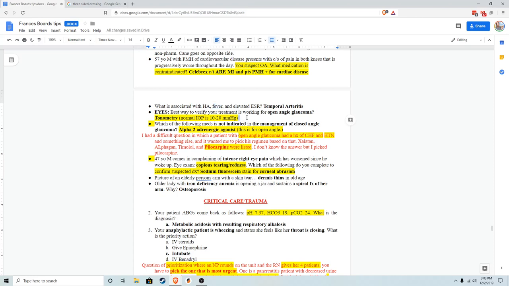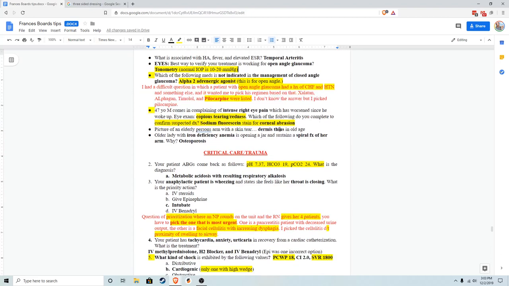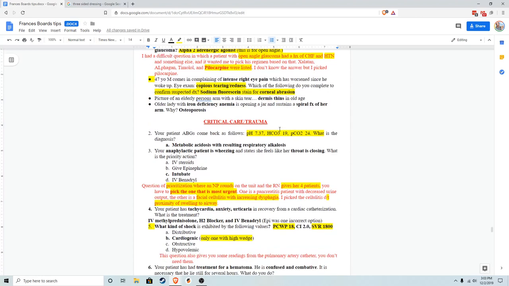All right. The best way to check for glaucoma is with tonometry. Just remember that normal intraocular pressure is 10 to 20. That's how you know if it's working. If you're getting the drops and it's working, their IOP should drop back down to normal.